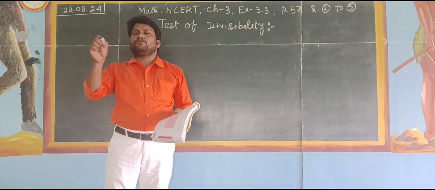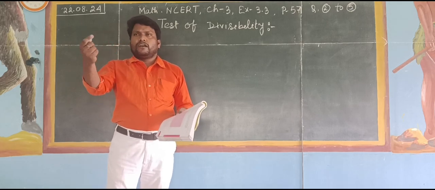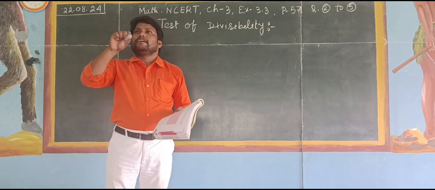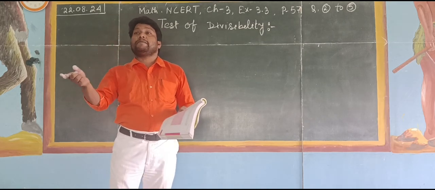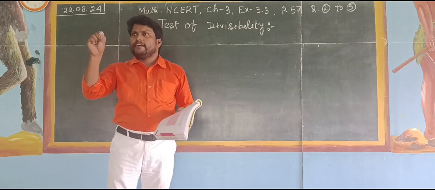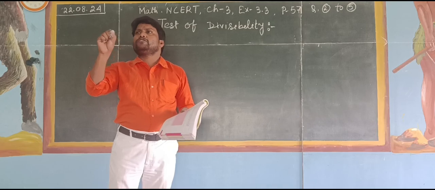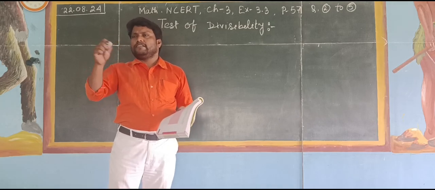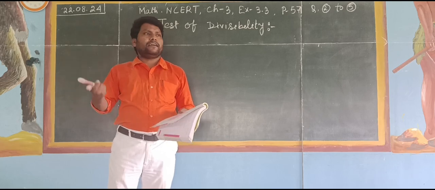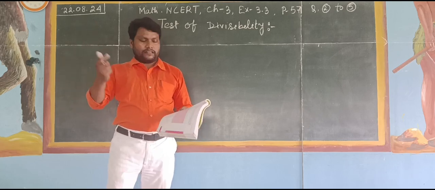It is not necessary to calculate the quotient or the remainder. You just have to say whether it is divisible or not divisible. That means you have to use the property and explain in words that this number is such and such, so the number will be divisible by 4, 5, 6, 7, 8.